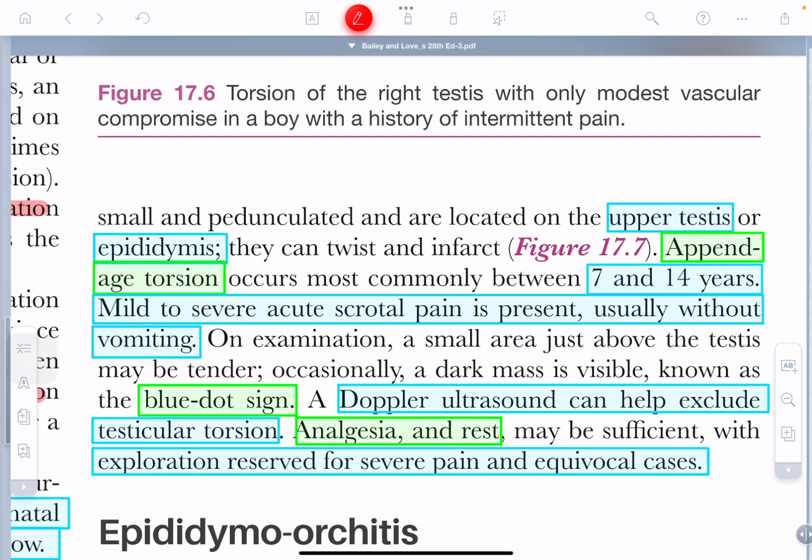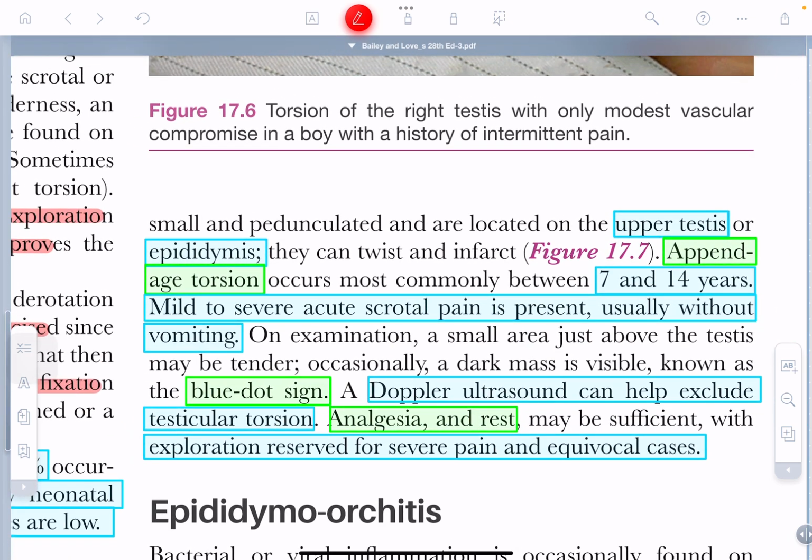So these both are seen on the upper testis or epididymis respectively. Appendiceal torsion is mainly seen in 7 to 14 years of age, a bit earlier than testicular torsion. Pain is also less, mild to moderate acute scrotal pain, and generally there is no vomiting.